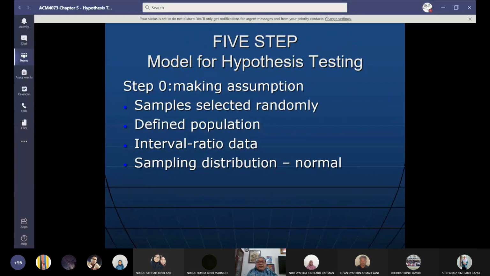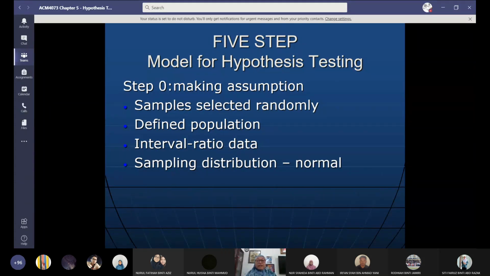There are 5 steps for hypothesis testing. The first one is making assumptions. Sample selected randomly, define population, what is the larger group, and then it must be interval ratio data. What do we mean by interval? Interval means there is a range, 1 to 5, 6 to 10, so that is interval. While ratio should be a score, yeah?